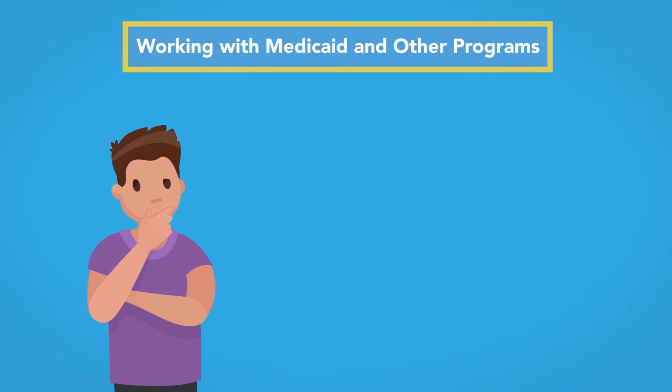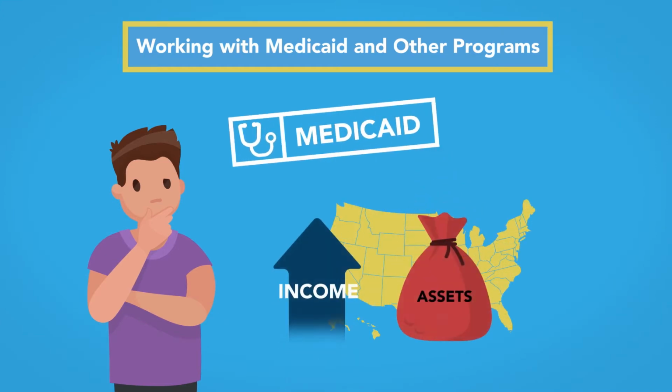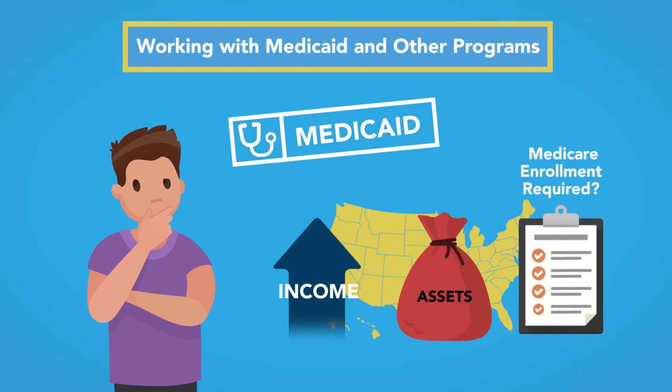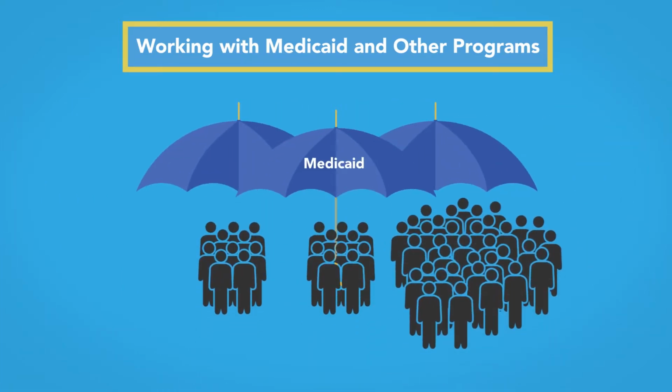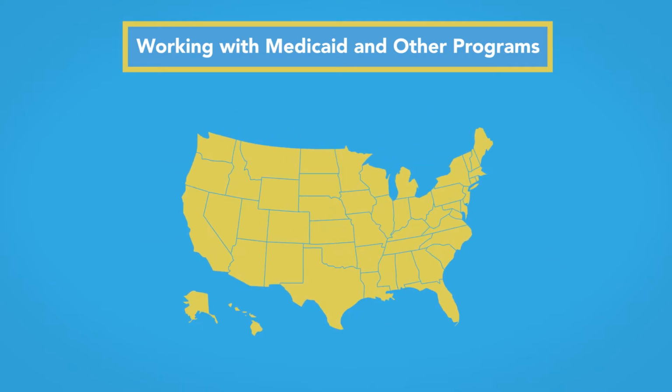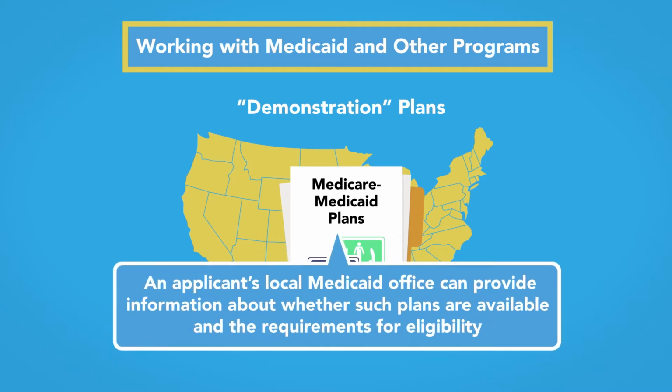Those who believe that they may qualify for Medicaid should be aware that each state may have different income and asset limitations, as well as rules regarding whether the applicant needs to be enrolled in Medicare. Many states have expanded their Medicaid programs and may now accept applicants who were previously denied. In addition, some states and health plans are offering demonstration plans called Medicare/Medicaid plans for certain people who have both Medicare and Medicaid. An applicant's local Medicaid office can provide information about whether such plans are available and the requirements for eligibility.